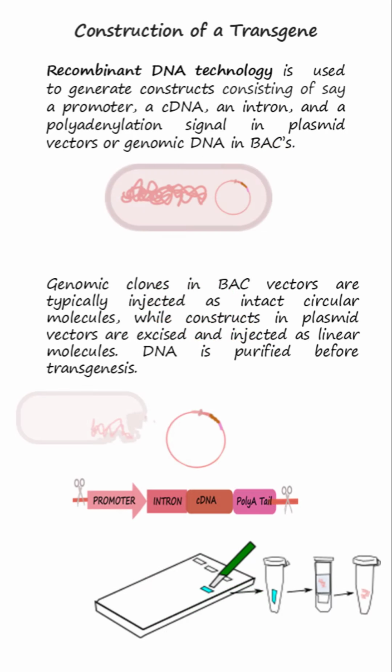In creating a transgenic mouse, recombinant DNA technology is first used to generate transgenes such as constructs consisting of a promoter, a cDNA, an intron, and a polyadenylation signal in plasmid vectors, or genomic DNA in bacterial artificial chromosomes. Genomic clones in BAC vectors may be inserted as intact circular molecules, while constructs in plasmid vectors are excised and inserted as linear DNA. The DNA is purified before transgenesis.